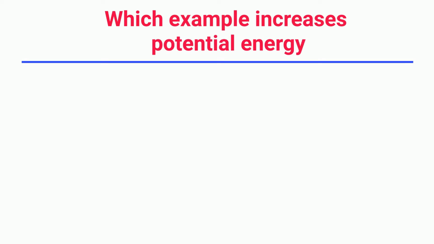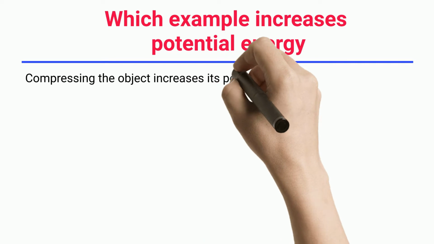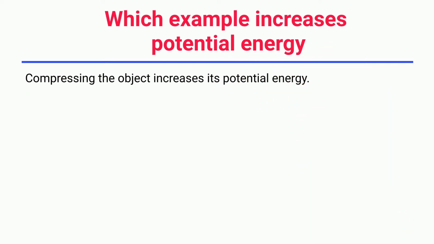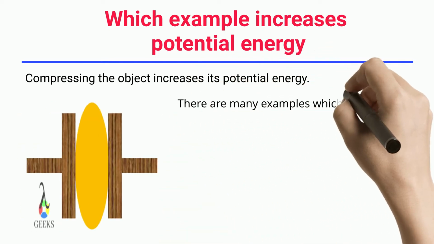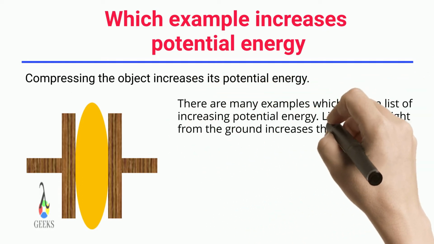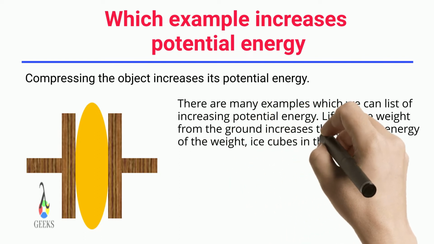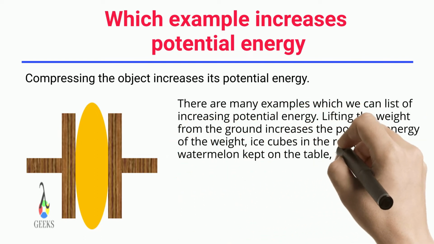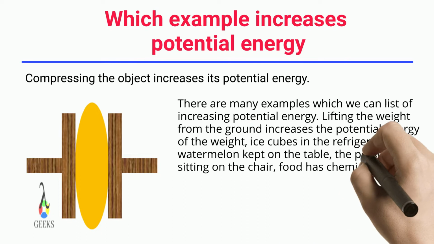Which example increases potential energy? Compressing the object increases its potential energy. There are many examples which we can list of increasing potential energy. Lifting the weight from the ground increases the potential energy of the weight. Ice cubes in the refrigerator, watermelon kept on the table, the person sitting on the chair.